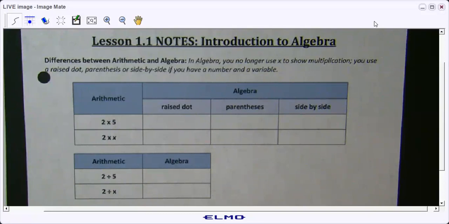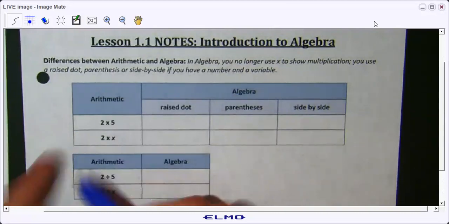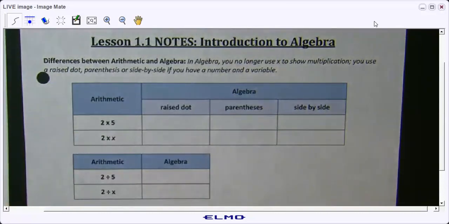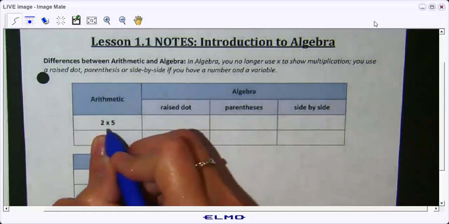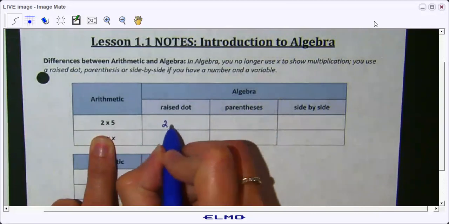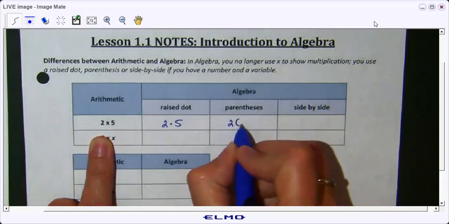So the way that we did it in just regular math or arithmetic is we wrote it as 2 times 5, with times being the X. We're going to write them using a dot. They call it a raised dot. And we're going to write it with parentheses, and then we're going to write it side by side if we can. So with 2 times 5, instead of writing it with the X, we'll write it with a dot. Or we'll write it with parentheses.